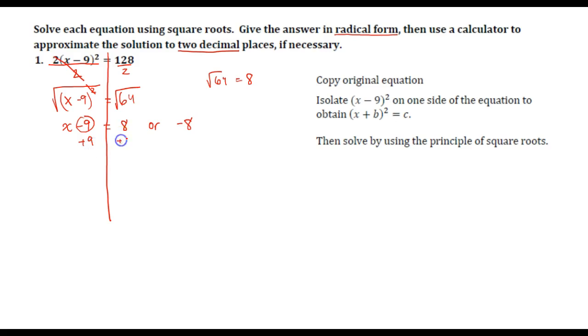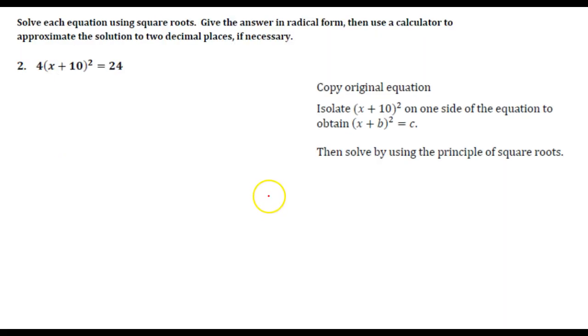Positive 9. So I'm going to add 9 to both sides. And yes, you're saying, well, why are there 2 9s? Well, I'm adding it to the positive result and the negative result. So that would be x equals 8 plus 9, 17, or negative 8 plus 9, which would be 1. So that could be either one. Awesome.